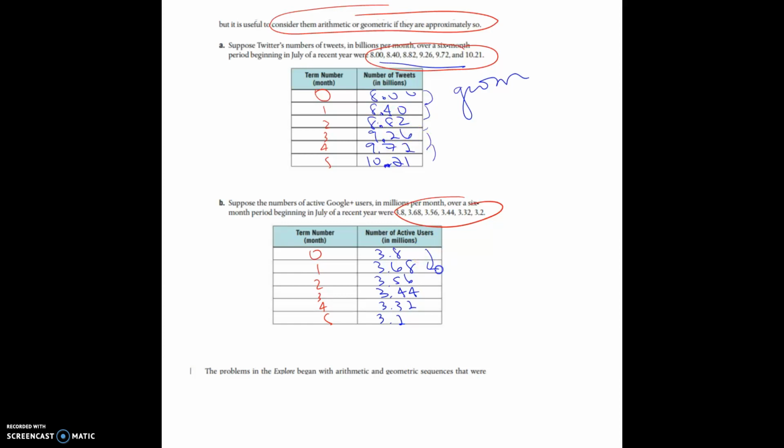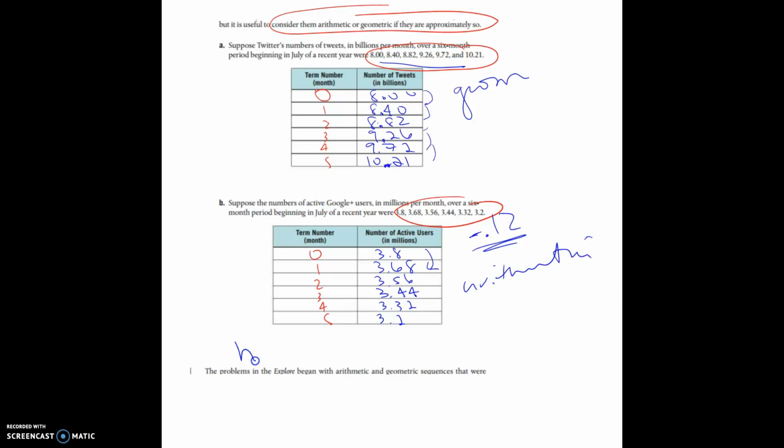This one, if I look and I subtract, it looks like it's going down by 0.12 all the time, or subtracting, and I can try that, and yep. So if I subtract these two numbers, I see that it's always that common difference. So this one is definitely arithmetic. And so again, let's write our formula for this.